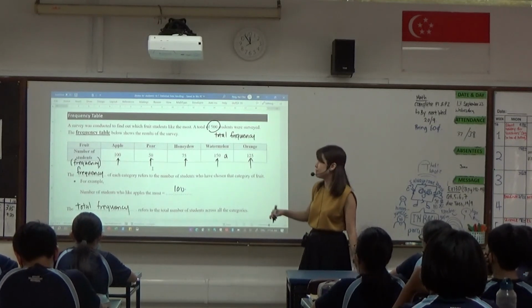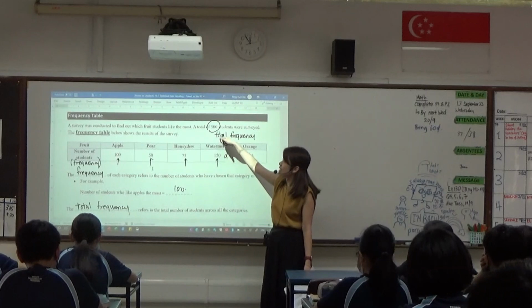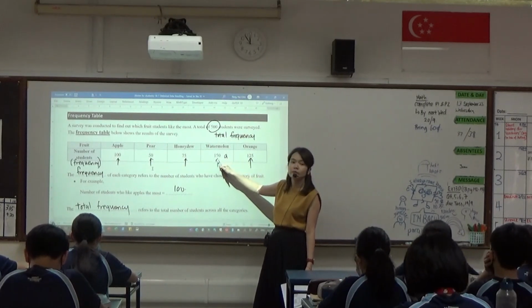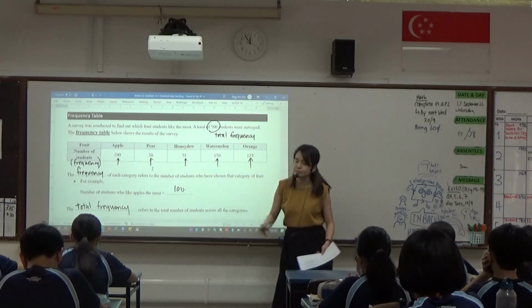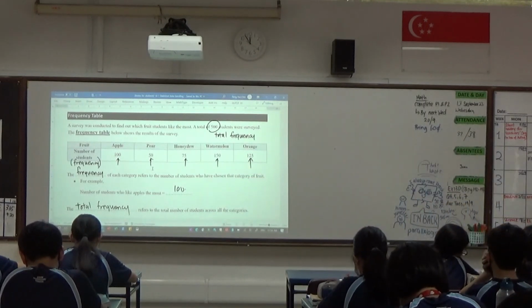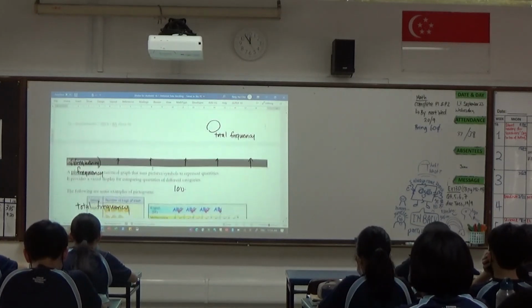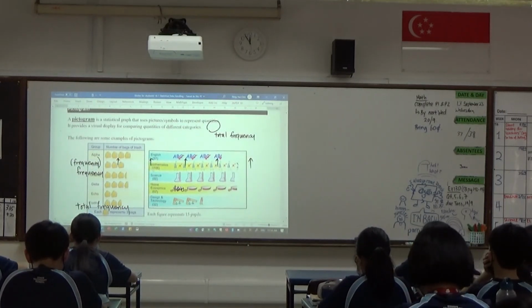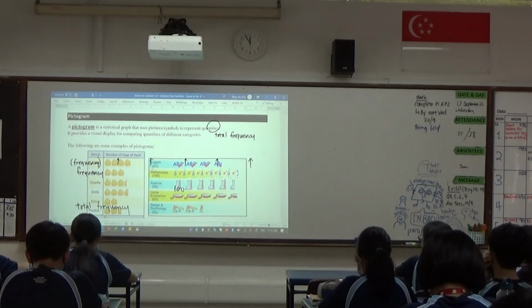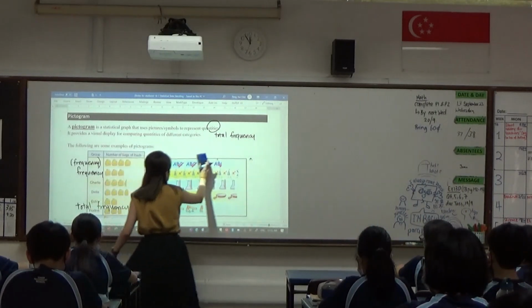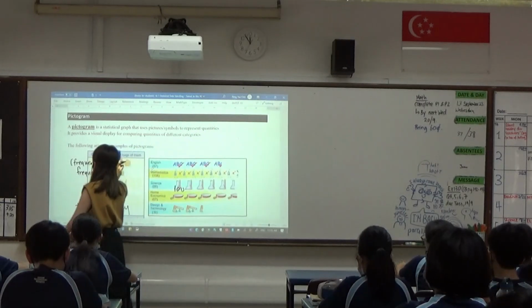And they ask you to find the value of A. So how can we find the value of A? We take 500 minus away everything else. Then we'll get this value. So that's for frequency table. I'll just very quickly run through because I want to make sure your notes are accurate. By right, if you watch the video, the answers are actually there.